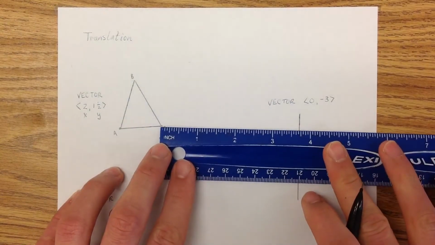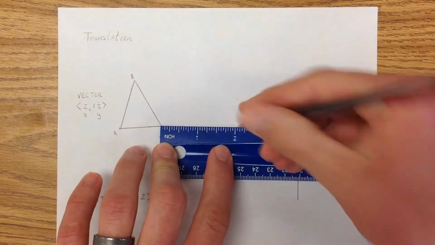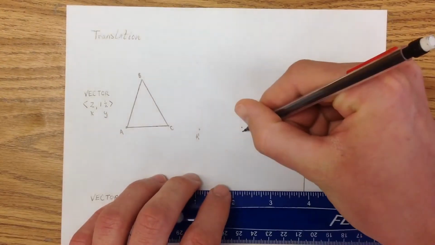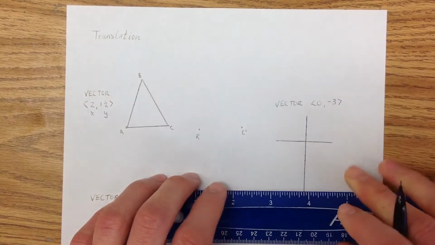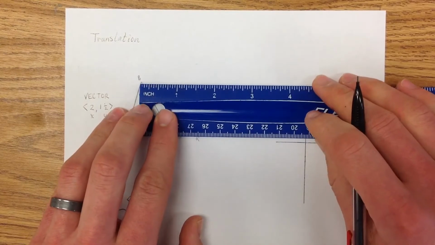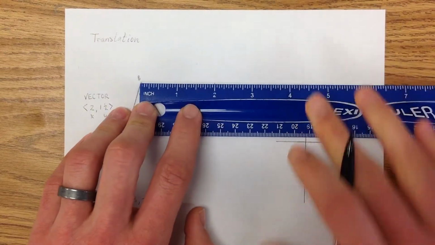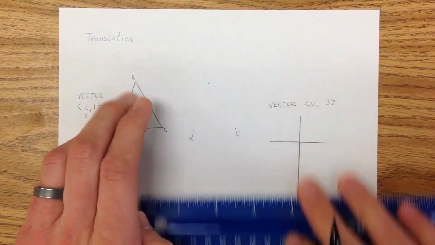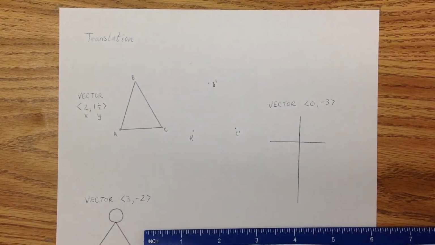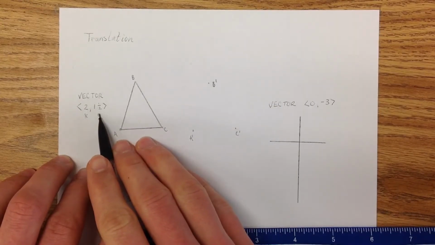Do the same thing for C, keep it horizontal as best I can, and mark that at 2. C prime. And then B, do the same thing. Mark that, call that B prime. So that's where I've just translated it to the right 2, but now I need to move it up 1.5.